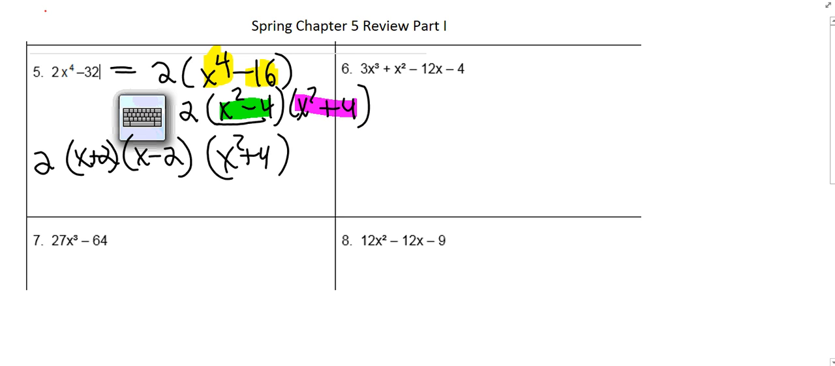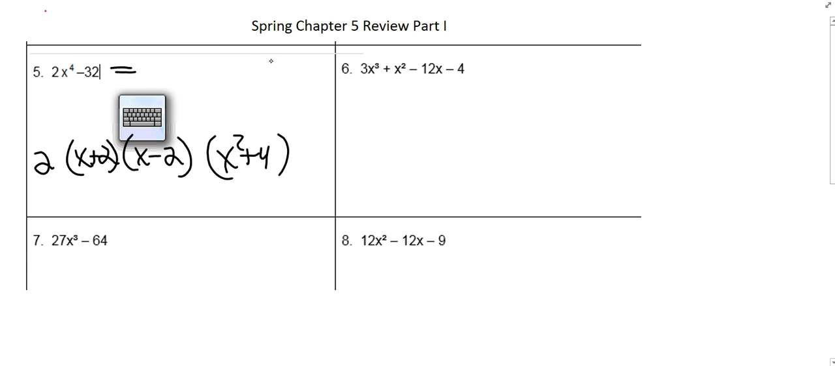Okay, let's take a look at number 6. You notice that there's 4 terms and there's nothing in common with any of the items, so we can't factor anything out of the whole expression. So we're going to just try grouping. We're going to set it up into 2 separate groups, and we'll do one in blue and one in green.